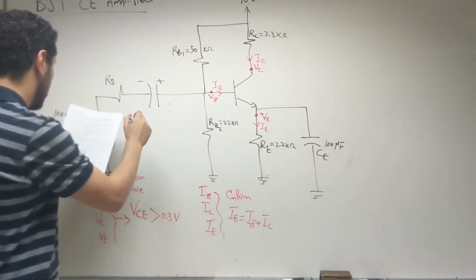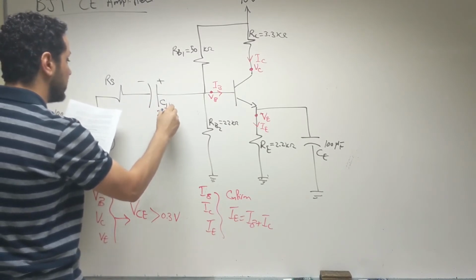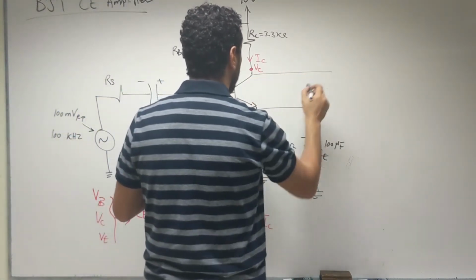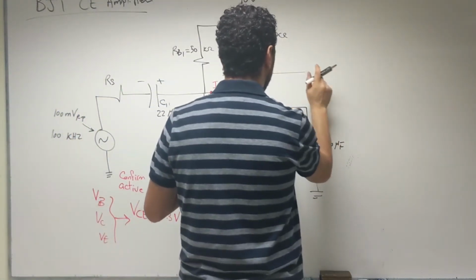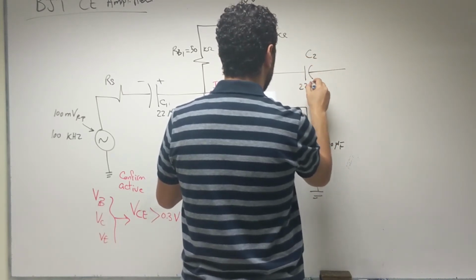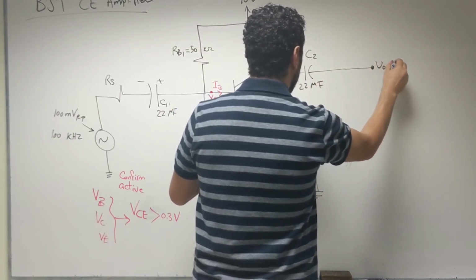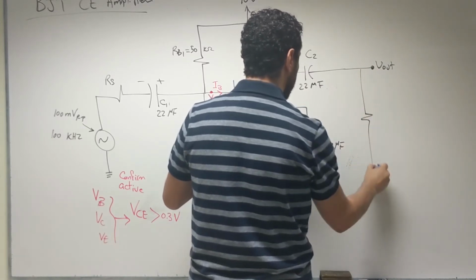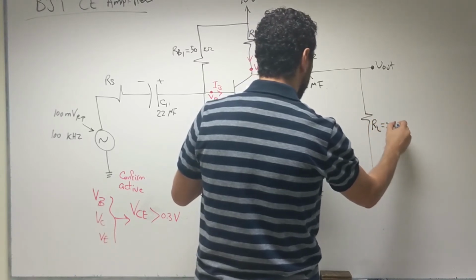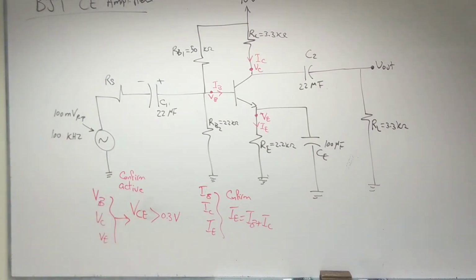By the way, this capacitor, we'll call it C1. It is 22 microfarad. And then we are going to take our output from the collector through a capacitor C2, which is again 22 microfarad, and this will be our output voltage. Then we'll have a load resistance here connected between the output and the ground. This is the load of 3.3 kilo ohm. So this is the complete circuit of our amplifier.